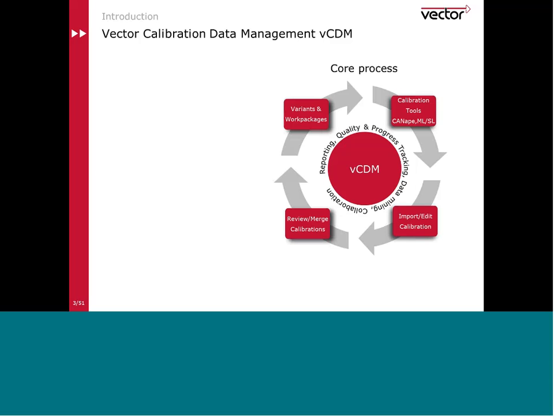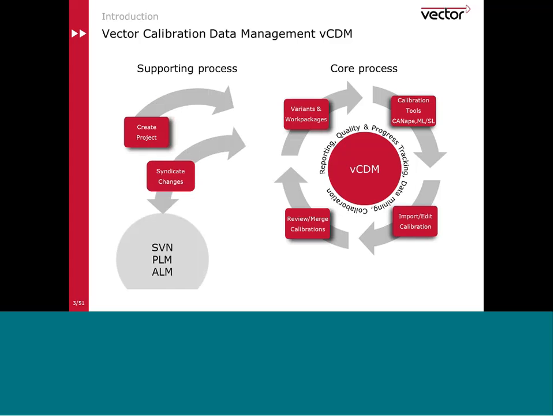But apart from this core process, there are many supporting processes that a calibration data management system supports, for instance creating a project in the first place, but then, of course, syndicating content into foreign systems such as SVN systems, PLM systems, ALM systems, production systems. It's the whole infrastructure of an enterprise. And obviously, one important step is changing the software and bringing as much calibration data as possible into the new generation of the software, not losing precious work.